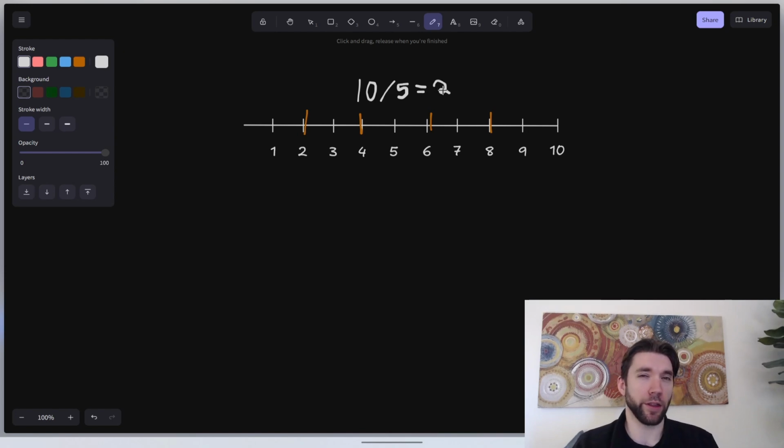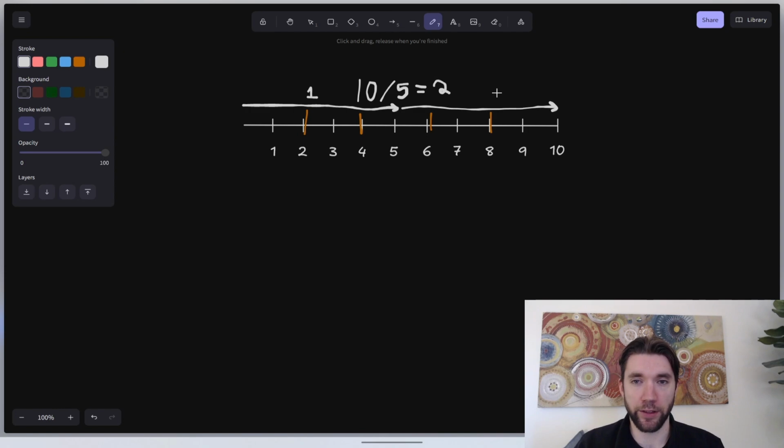But there's another way to think about what we're doing here, which is that we are counting to 10 by 5s. So we count up to 5, and that gets us 1, and then we count by another 5, and that gets us to 2. This second way of conceptualizing division was never explicitly taught to me. However, it did kind of creep in when we started doing more complex calculations.